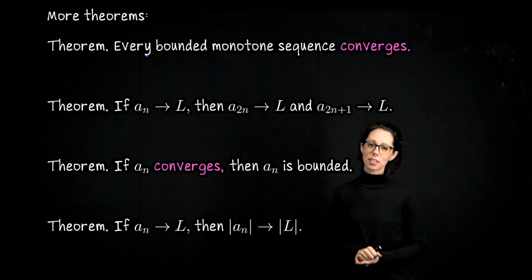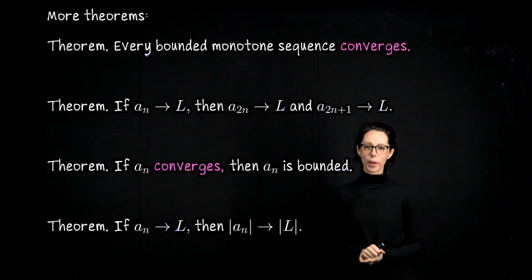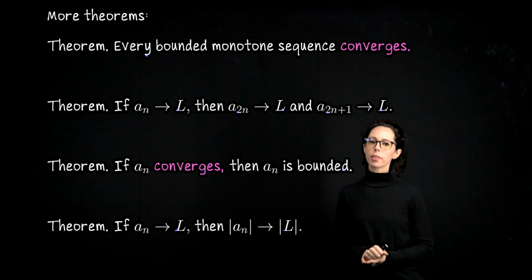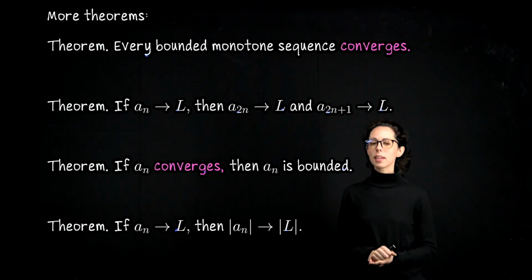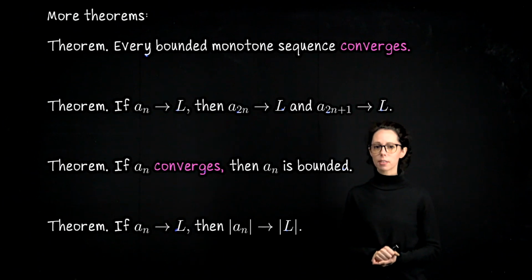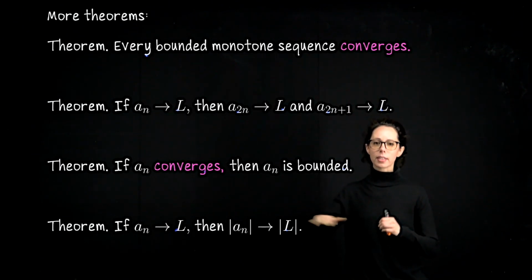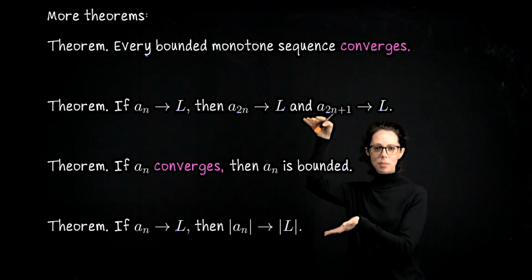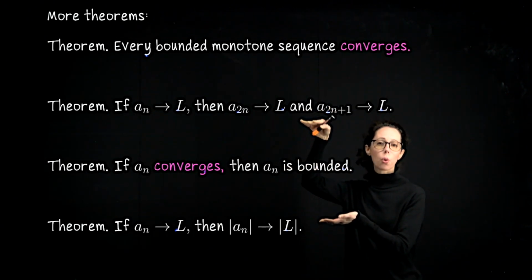I would like to state 4 results about sequential convergence for you. The first one is a famous result called the Monotone Convergence theorem. This tells us that every bounded monotone sequence of real numbers converges. Monotone, recall, means that the sequence is either increasing or decreasing. Bounded means it's trapped. If you were to graph it, it would be trapped between two horizontal asymptotes.